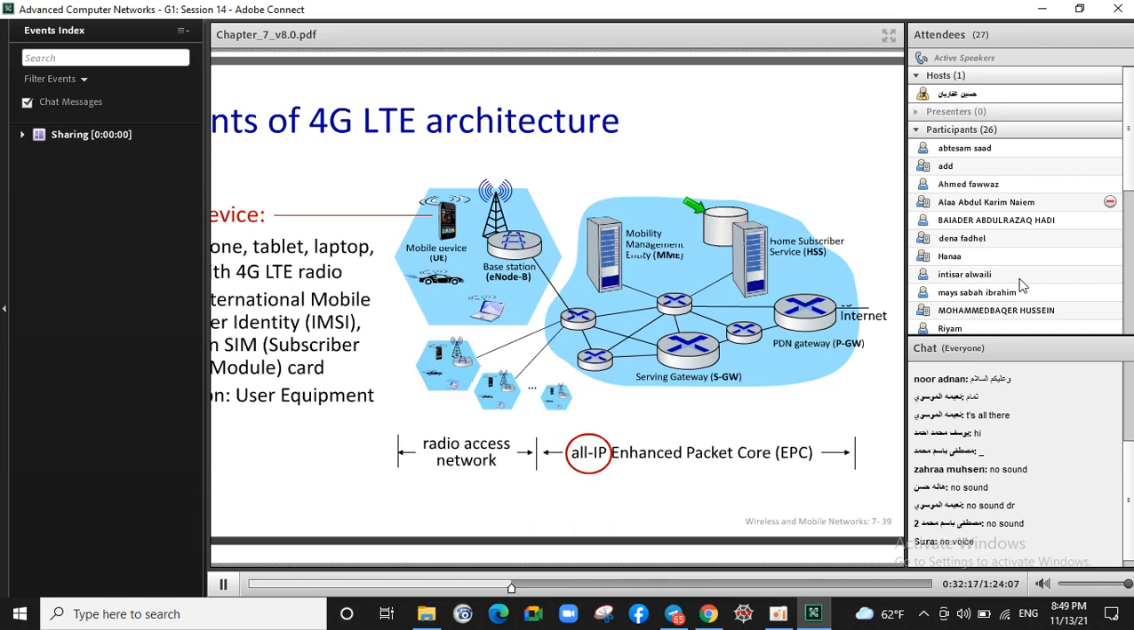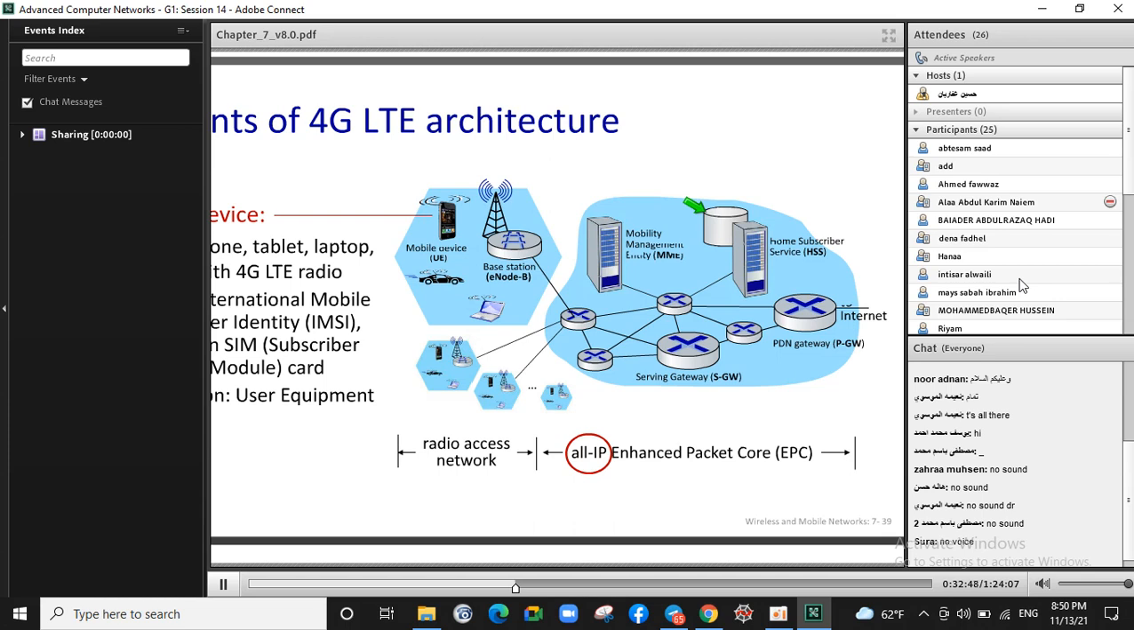Okay? That information should be registered in this database, the database connected to the Home Subscriber Service, or HSS. So the company can know who I am. They always know who I am, because my identity information has been saved in this database.